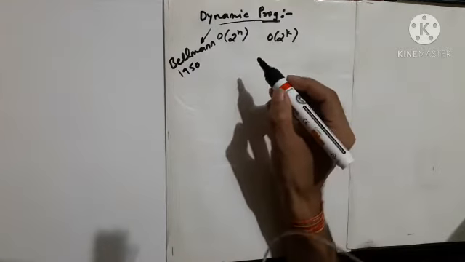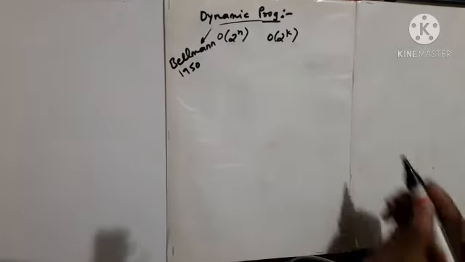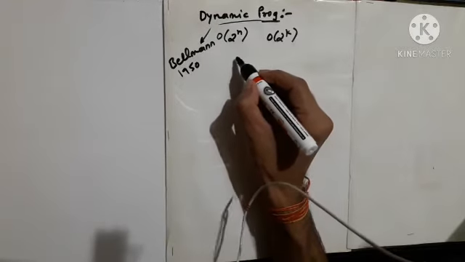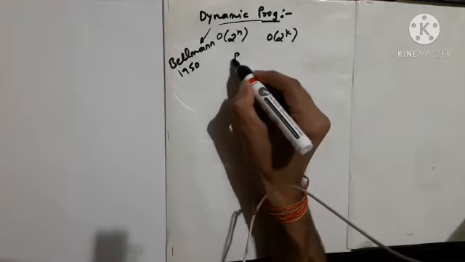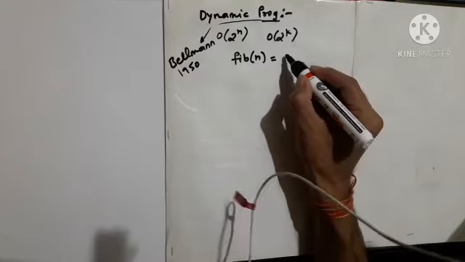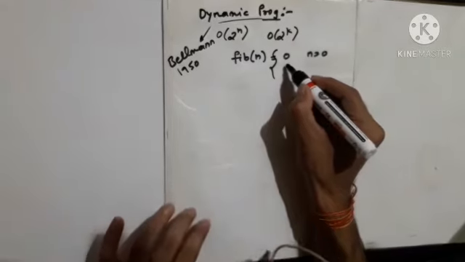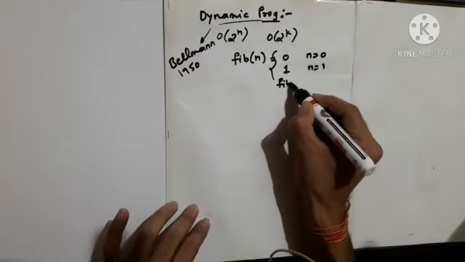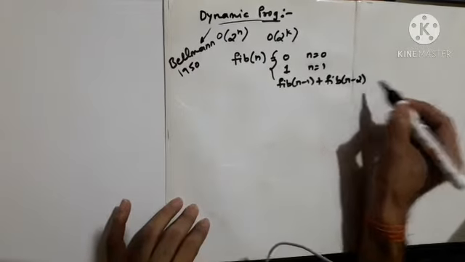Okay, so let me tell you one thing. Suppose on the very first day of coding, we learned how to calculate the Fibonacci number. Let me tell you what a Fibonacci number is. The Fibonacci number is 0 if n is 0. These are 3 cases. The first case is 0 when n is 0, 1 when n is 1, and fib of n minus 1 plus fib of n minus 2 if n is greater than or equal to 2.